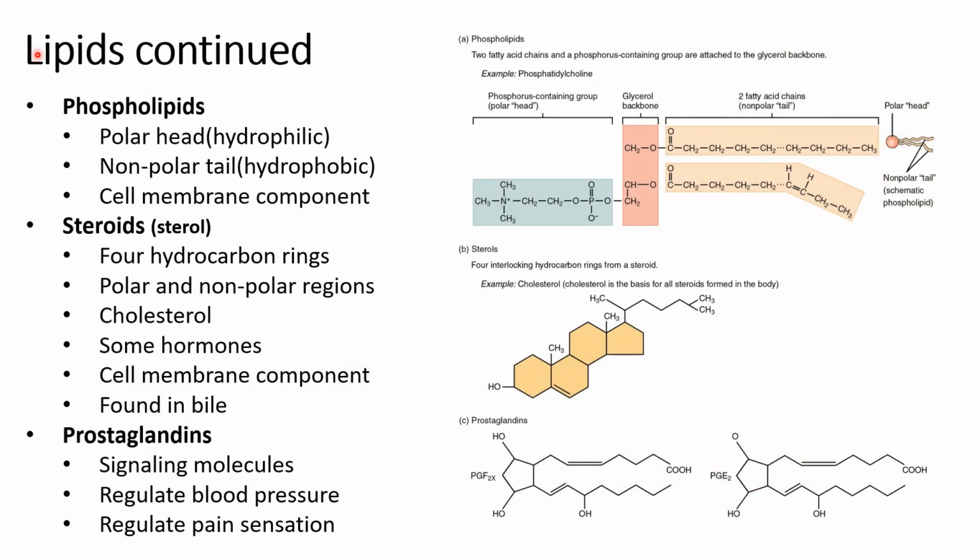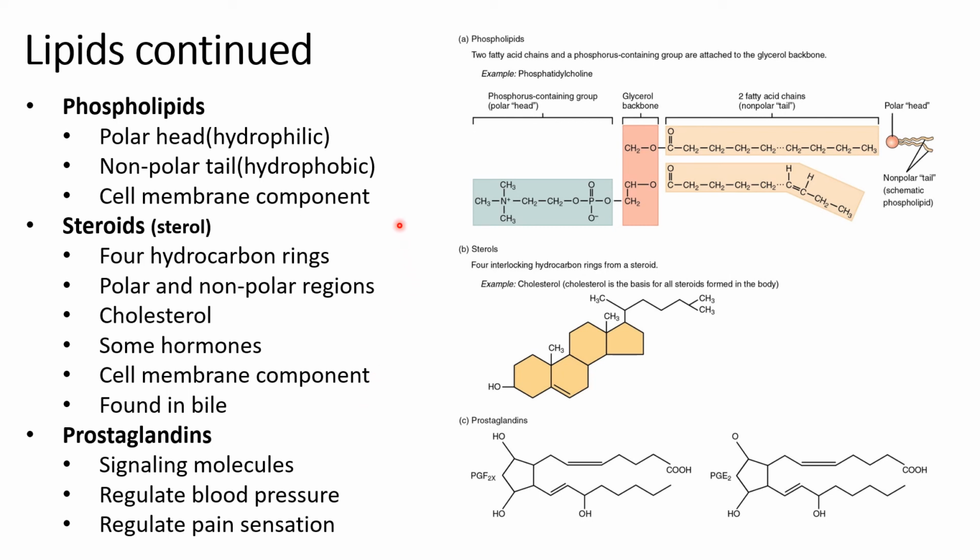Here are some types of lipids that exist in our bodies. Phospholipids make up the cell membrane or plasma membrane, which we'll see next chapter. Steroids, which we don't have to discuss right now. And prostaglandins, which we don't need to get into right now.